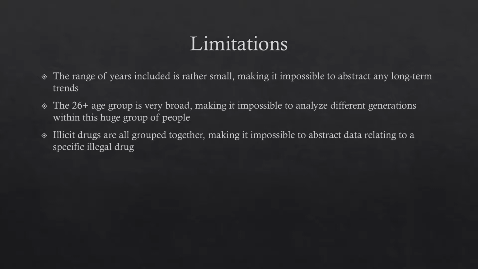So there were a couple limitations that I found with this data set. The first being that the range of years 2002 to 2014 is rather small, which makes it hard to abstract any long-term trends. Secondly, the 26 plus age group is very broad, making it impossible to analyze different generations within that huge group of people. And thirdly, illicit drugs are all grouped together, making it impossible to abstract data relating to a specific illegal drug.